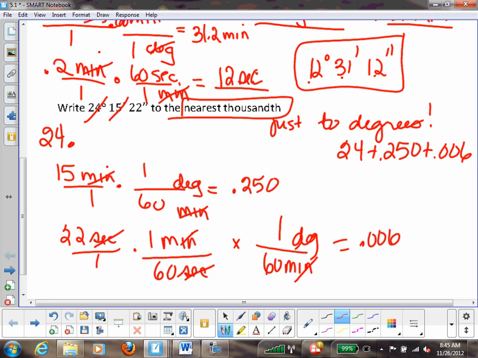Therefore, 24 degrees, 15 minutes, and 22 seconds is the same thing as 24.256 degrees. Is this going one way or the other way? It's just a conversion. Oh, so you can do the minutes and degrees the same. Mm-hmm. Okay.